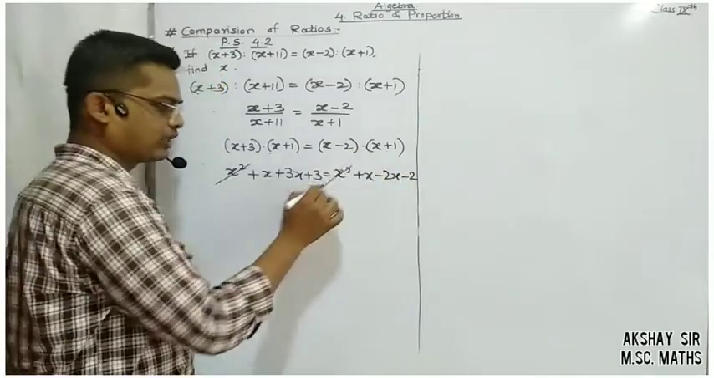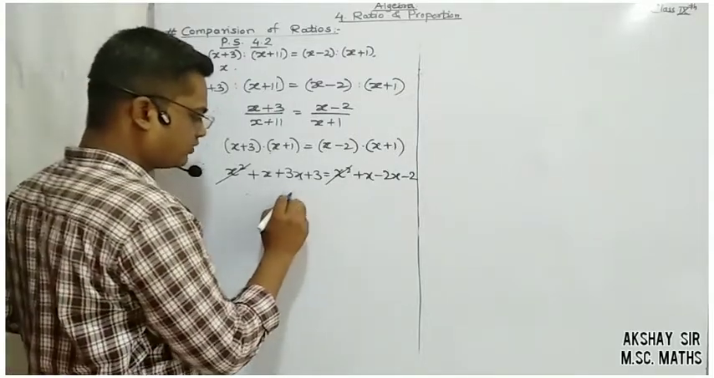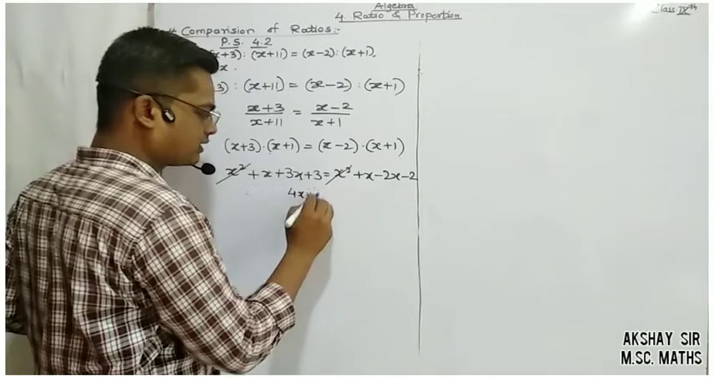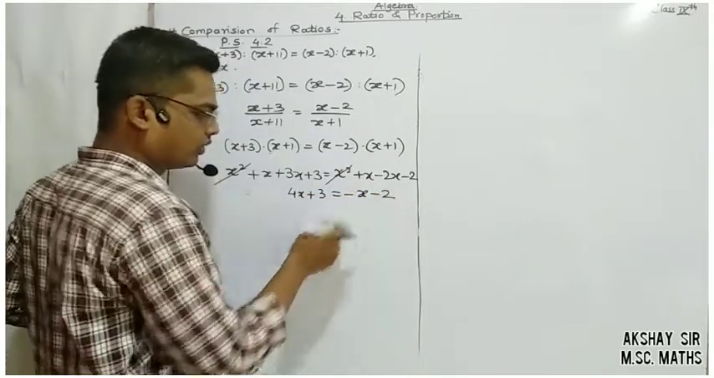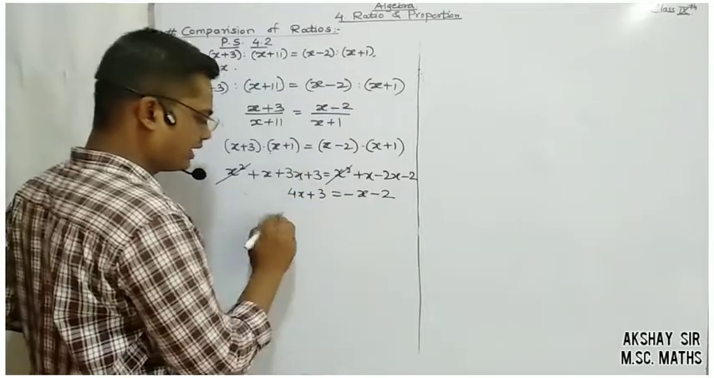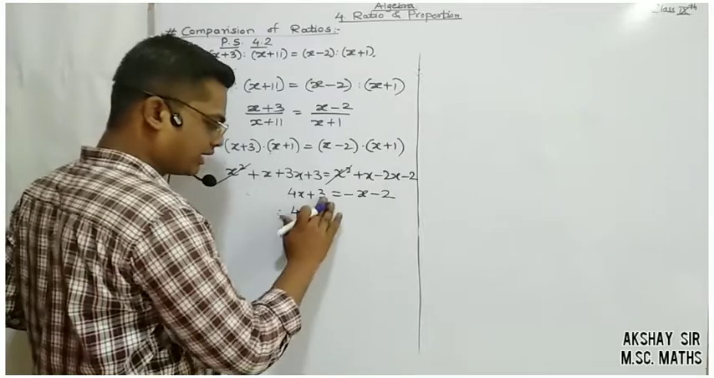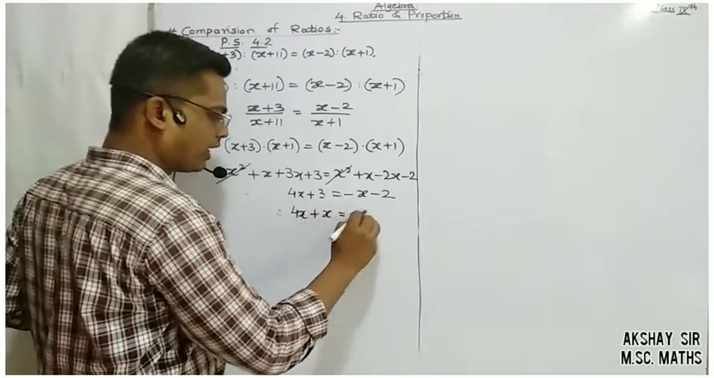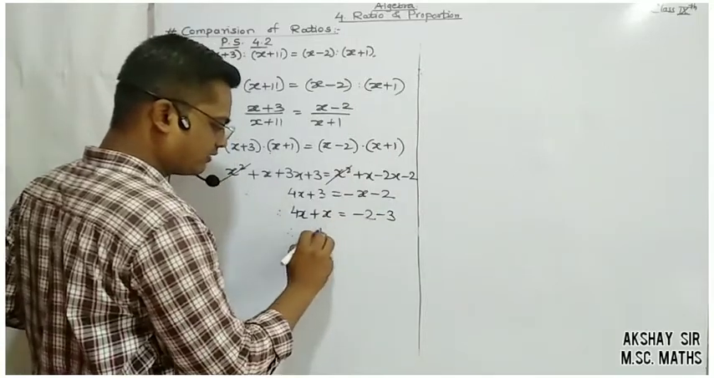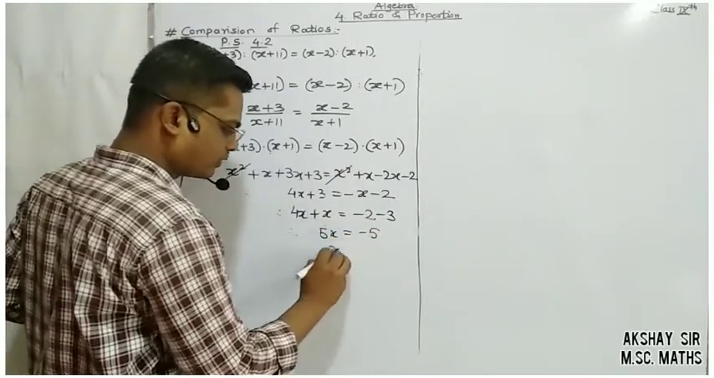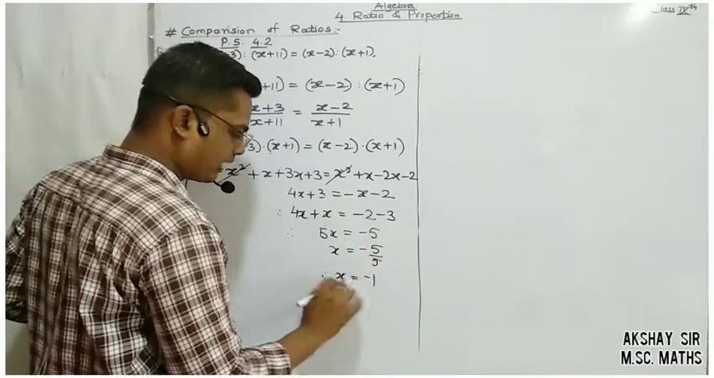So the x squares on both sides will cancel, same values. Next x plus 3x will give you 4x plus the 3 left here, and here x minus 2x will give you minus x and minus 2. Taking x to this side and 3 to the right side, you will get 4x minus x, which after coming over becomes plus x, and here minus 2, and plus 3 after going over becomes minus 3. So 4x plus x is 5x and here minus 5. So x will be minus 5 upon 5. That means x will give you minus 1.